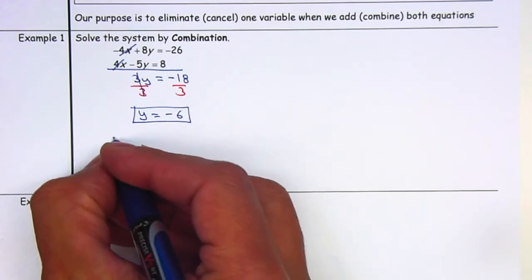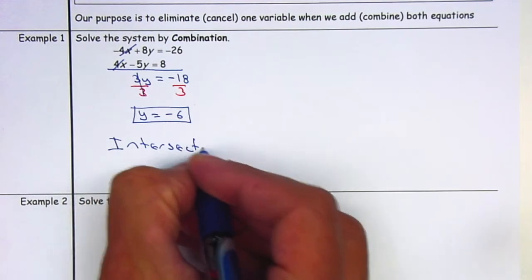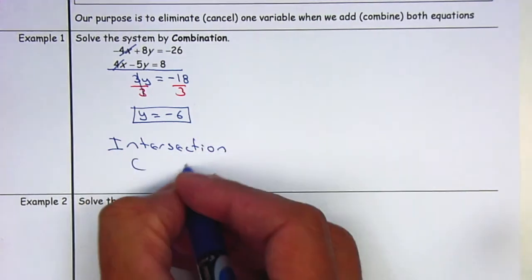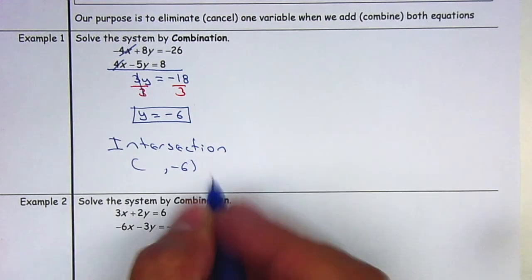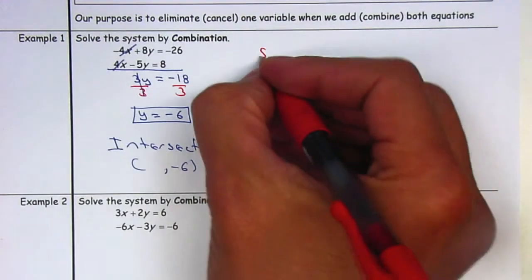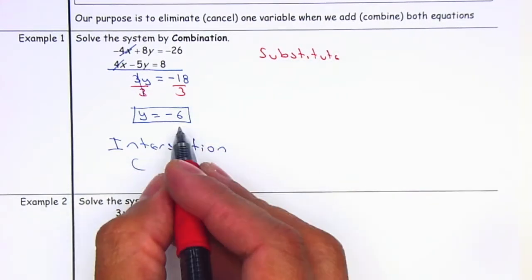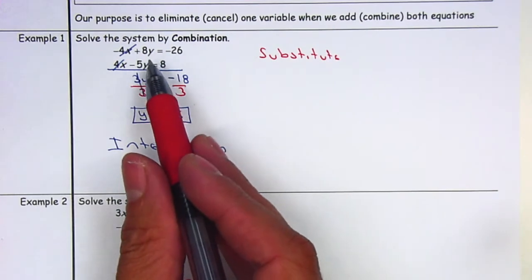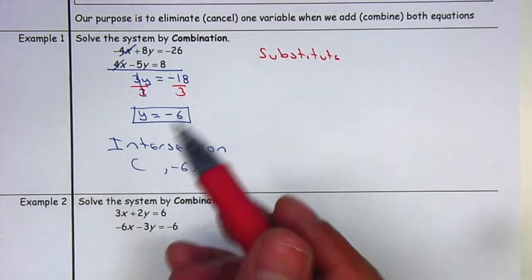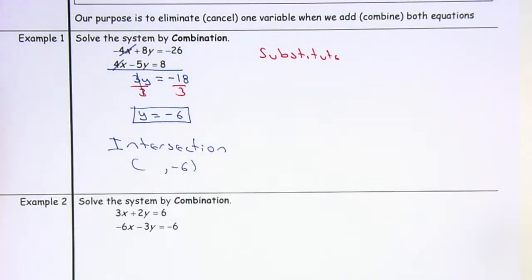Remember, we're looking for the intersection of both lines. So that will be a point. The y is negative 6, we're looking for the x. Now we're going to substitute. Now that we found the y, we can substitute this value into either one of those two equations and find the value of x. I usually select the one that has smaller numbers. So I'm going to select the second one.